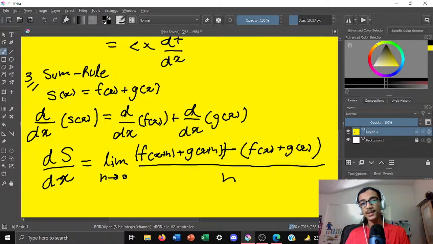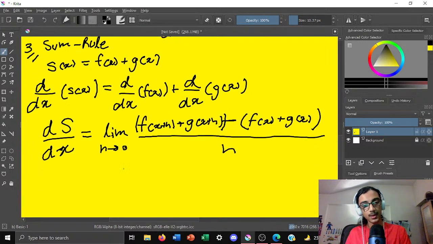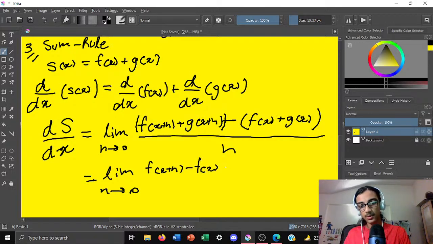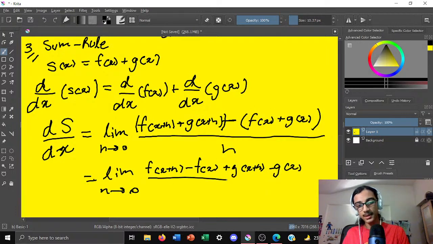Now I'm going to distribute the minuses and rearrange the terms a little bit, right? So I'm going to take the limit as h approaches 0, distribute the minus, and rearrange the terms. So I'm going to write f of x plus h, and then this will become minus f of x minus g of x, right? So I'm going to bring minus f of x here, and I'm going to write plus g of x plus h, and then minus g of x, because remember the minus needs to be distributed throughout this entire bracket, and I'm going to divide by h.